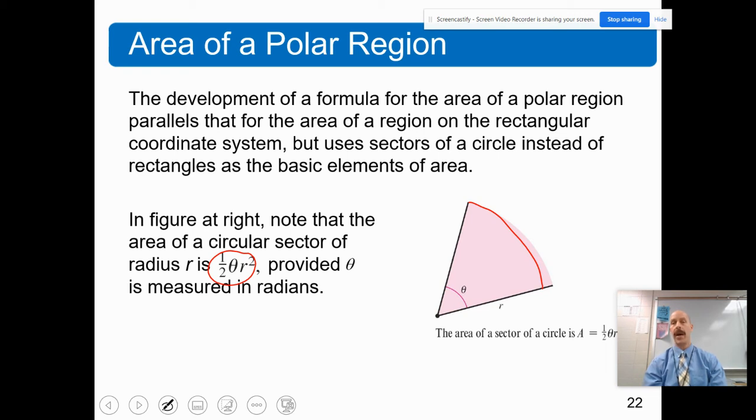So we're talking about pi r squared, but here we've got 1/2 theta r squared. So the r squared kind of makes sense. But remember, now we're talking about pi. So pi is half of a full rotation. So it's 1/2 theta r squared.